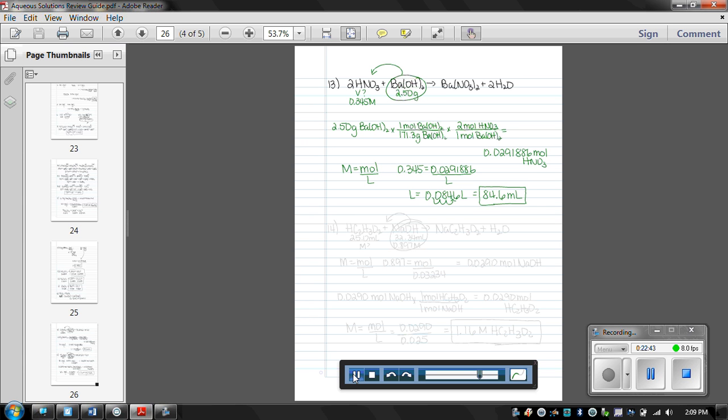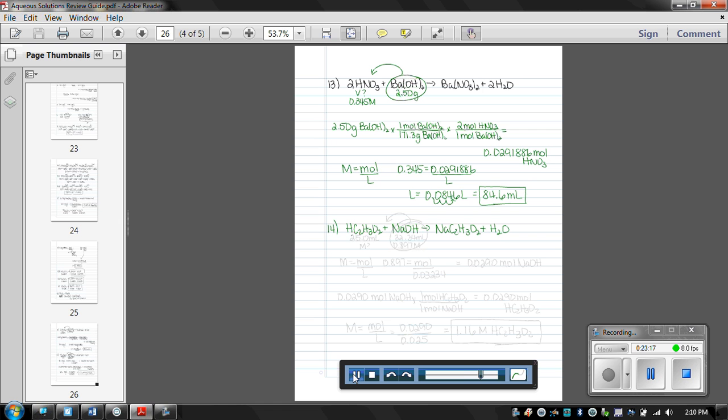The next one's a titration problem too. Again, notice acid reacting with base. As soon as you see that, you know that you are dealing with a titration problem. And the first thing you want to do with a titration problem is to get a good working balanced equation. So our equation is acetic acid reacting with sodium hydroxide. And it's going to make sodium acetate, our salt, and water. Nice easy one with balancing.